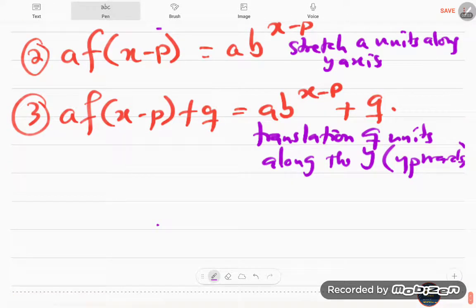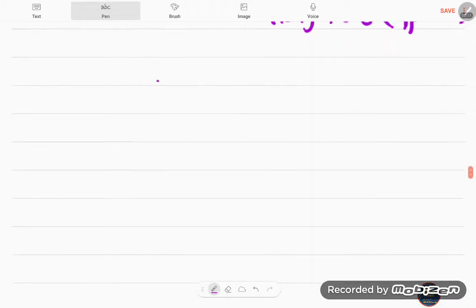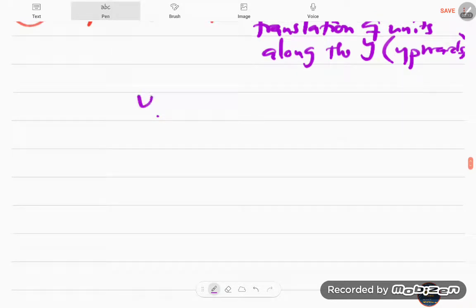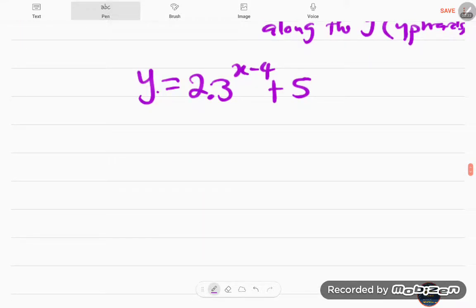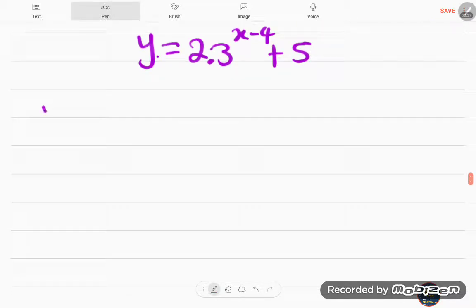Okay, so we can take an example. Again, let's give a, p, q and b values. Let's assume that we're asked to sketch the graph y equals 2 times 3 to the power x minus 4, plus 5. I'm avoiding the 1, so it's 2 times this here. Given this, we did say that the first graph that we have is going to be the graph for y equals 3 to the power x, which is going to be this graph.